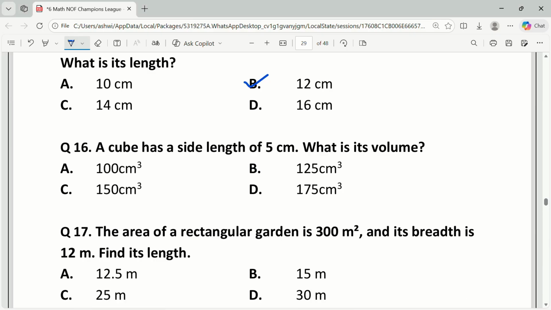A cube has a side length of 5 centimeter. What is its volume?